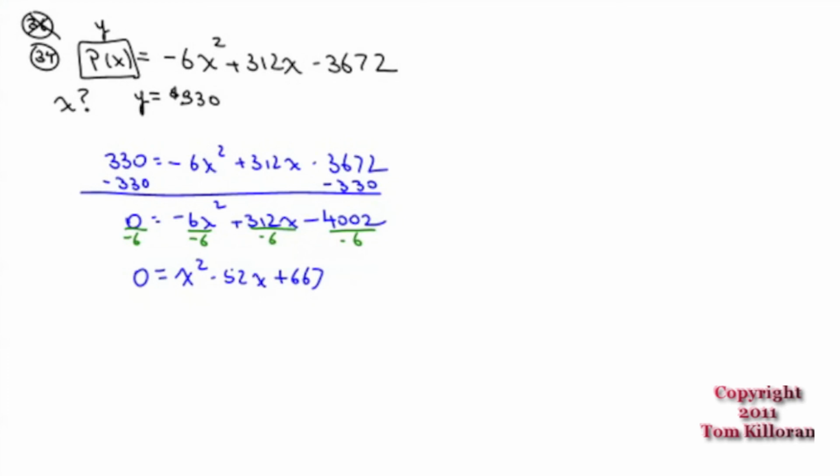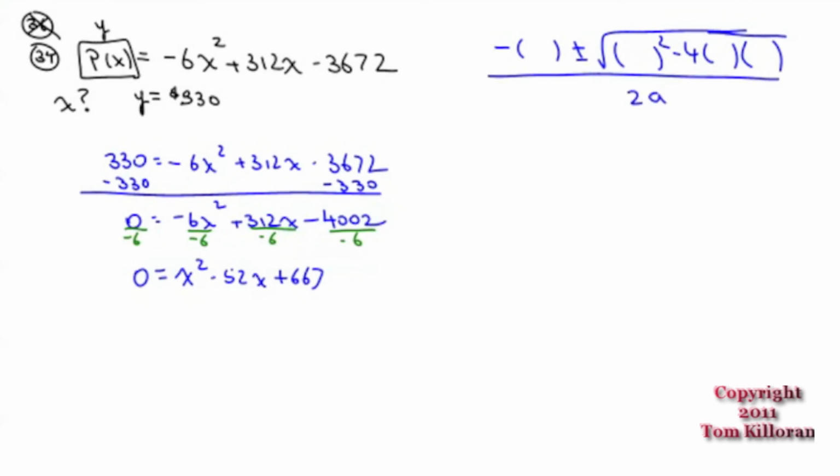Let's see, this becomes negative b plus or minus the square root of b squared minus 4 times a times c, all divided by 2a. And this is going to equal the x that we're looking for. Okay. B? No, negative 52. And negative 52 also goes in here.